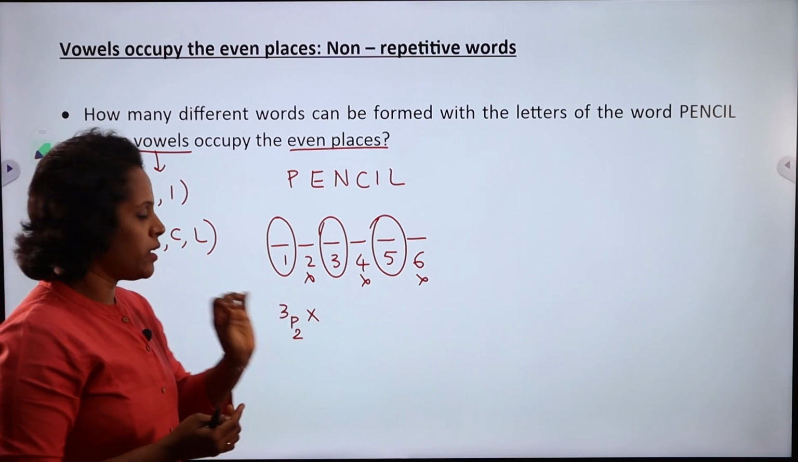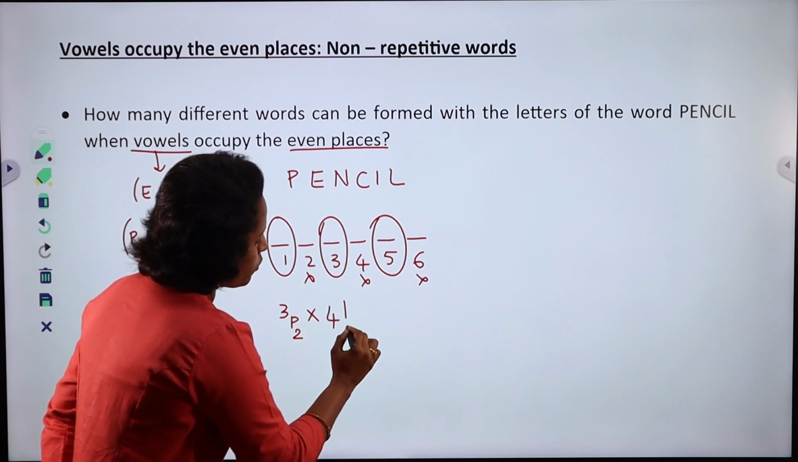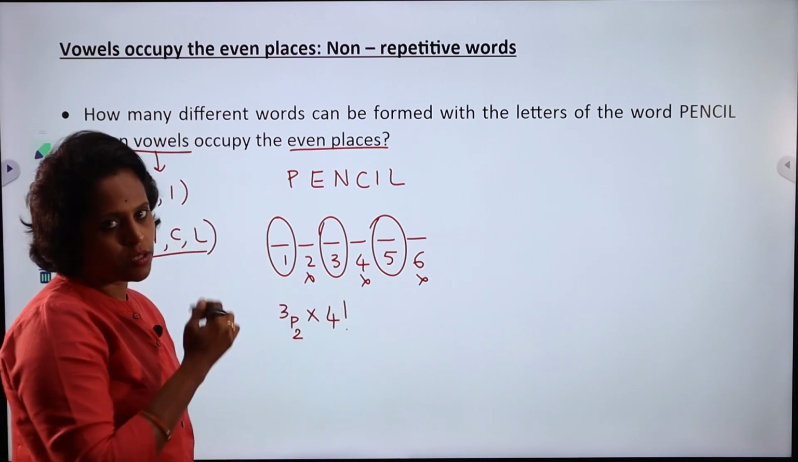Now 4 vacant places can be filled by the 4 letters in 4 factorial ways. This is going to be your answer.